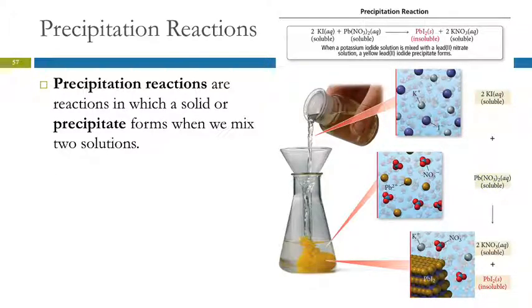When we mix the two solutions, the lead ions encounter the iodide ions, and you can look this up in the table. Lead 2 with iodide, chloride, or bromide is not soluble. And so this forms a precipitate. It happens to be yellow, and it falls down. If you let this sit, eventually all the yellow stuff will settle to the bottom.